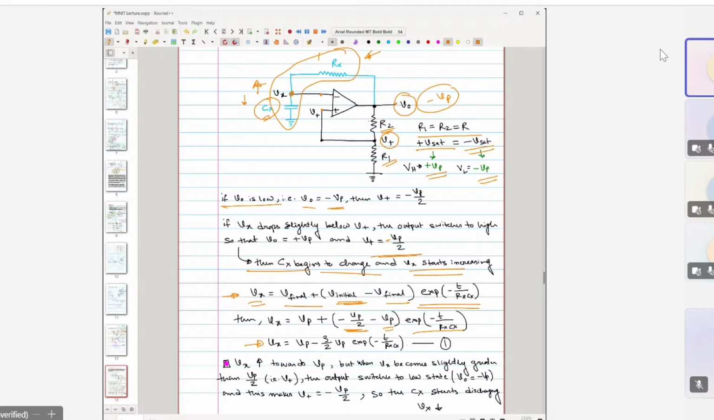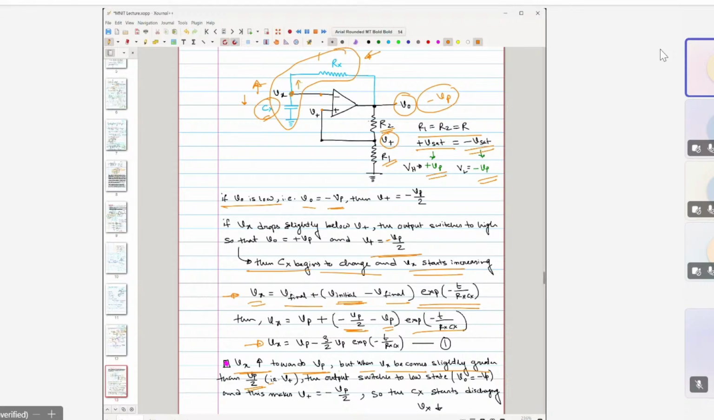Now this is one of the expressions. We need another expression after that. But before that, as this Vx is rising towards this Vp, as we have seen here, when Vx becomes slightly greater than this Vp by 2, I hope you are getting what I am trying to say. I am trying to say that this Vx is rising.